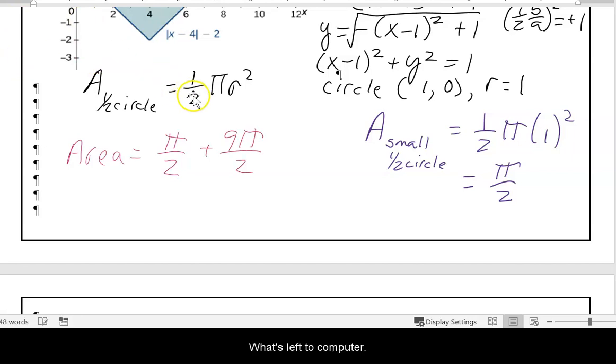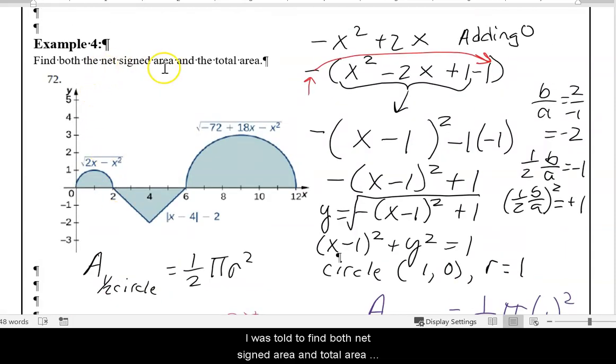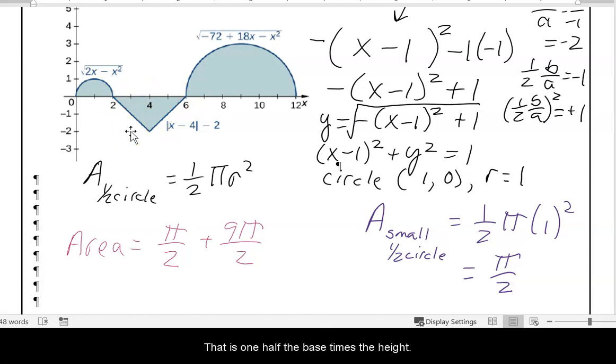What's left to compute? Looking at the picture, both of the half circles or semicircles were above the axis. I need to know about the area below the axis. I was told to find both net signed area and total area. The two above the x-axis will always be positive. Combined, these two together would give me 10 pi over 2, or 5 pi. What about this area below? This is a triangle, so I can use the formula for the area of a triangle. That is 1/2 the base times the height.